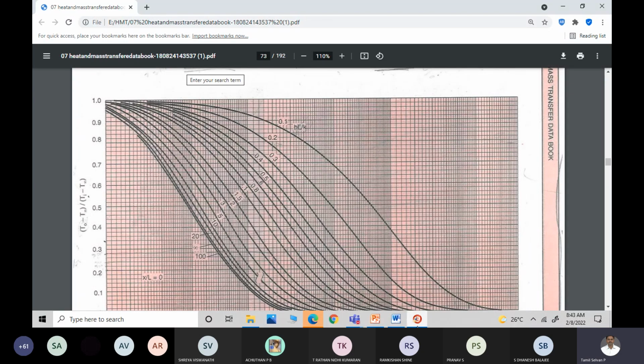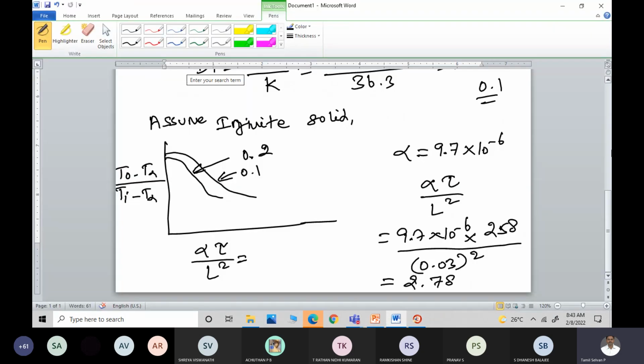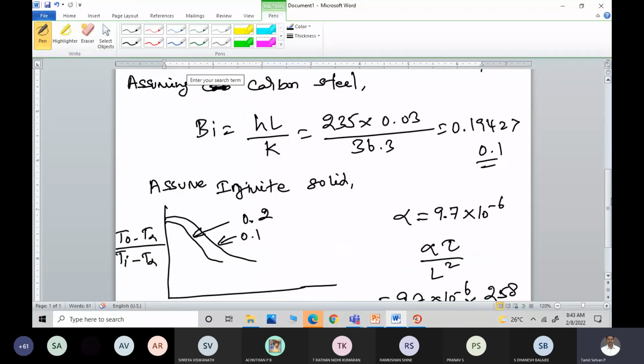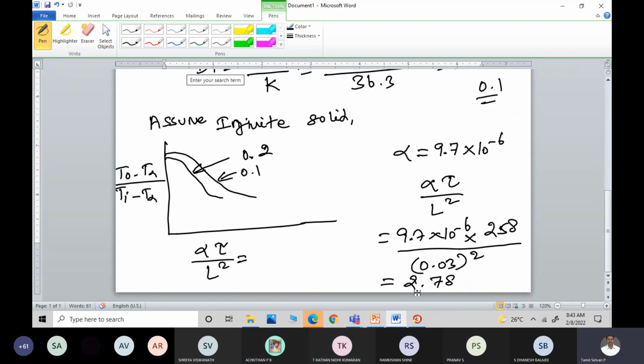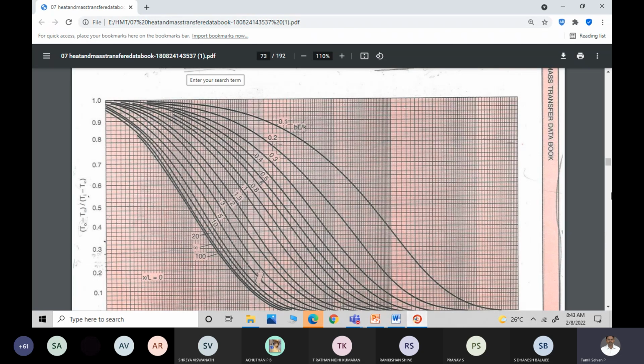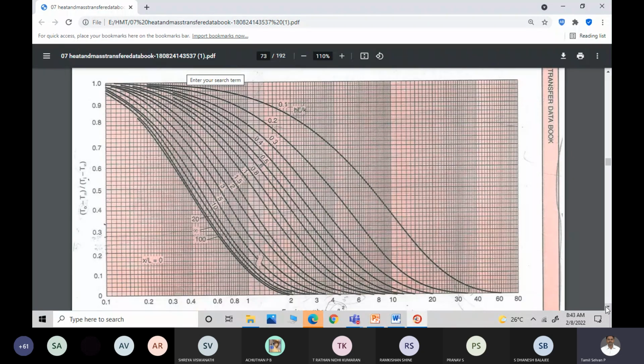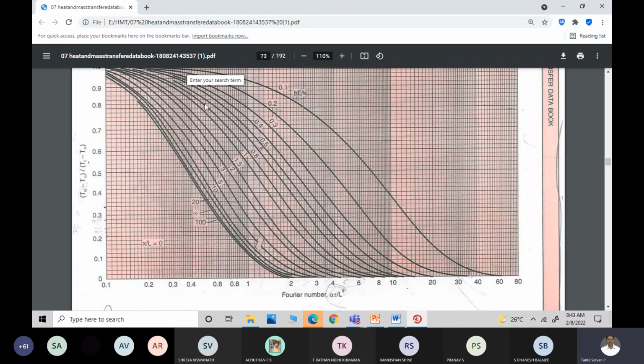Now, what we have got is approximately Biot number equal to 0.194. That is 0.2. Am I correct or not? And we have got the Fourier number as 2.78. Now, you have to get the coincidence between the Biot number and the Fourier number. So you have to take the second curve and 2.78.